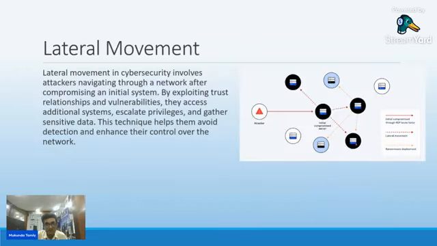Now comes another topic, that is lateral movement. So, what is lateral movement? Lateral movement in cybersecurity involves attackers navigating through a network after compromising an initial system. By exploiting trust relationships and vulnerabilities, they access additional systems, escalate privileges, and can gather sensitive data. This technique helps them avoid detection and enhance their control over the network. Okay, so let's break it down.